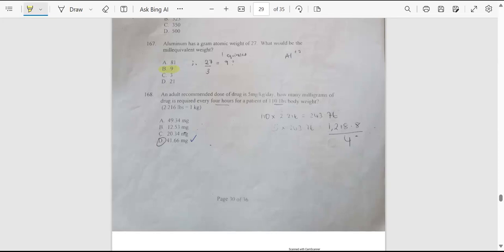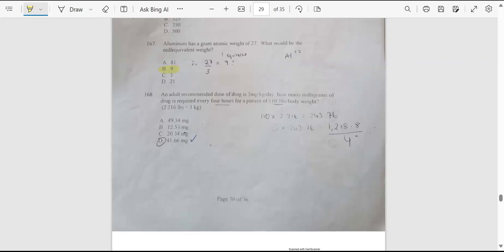An adult recommended dose of drug is 5 mg per kg per day. How many milligrams of drug is required every 4 hours for a patient with 110 pounds body weight? So first, obviously, we'll convert the body weight to kgs. So 110 divided by 2.216, we get 49.6.